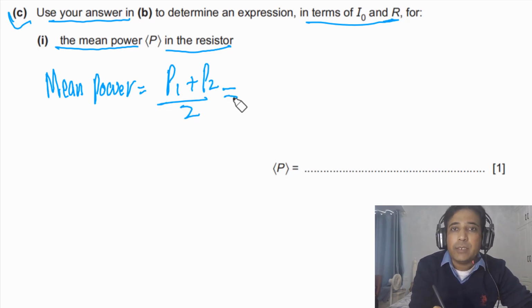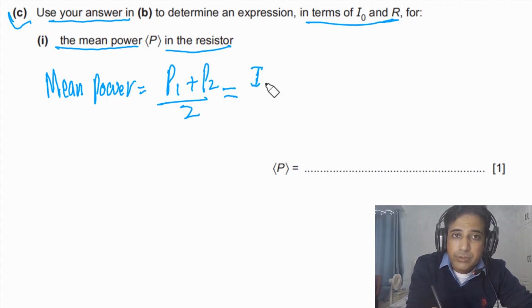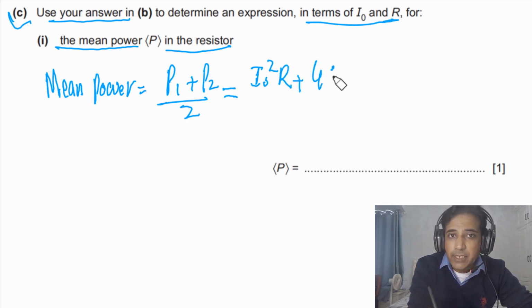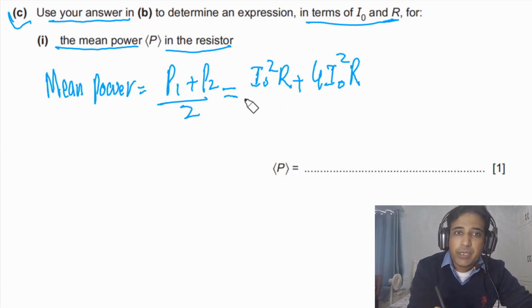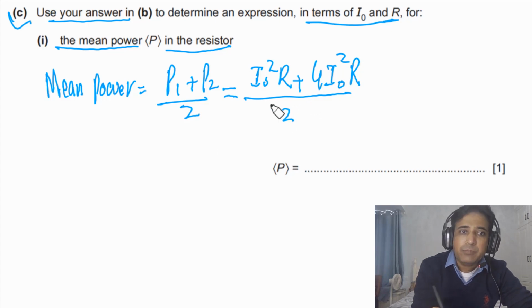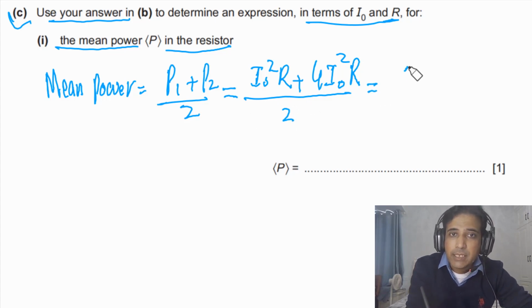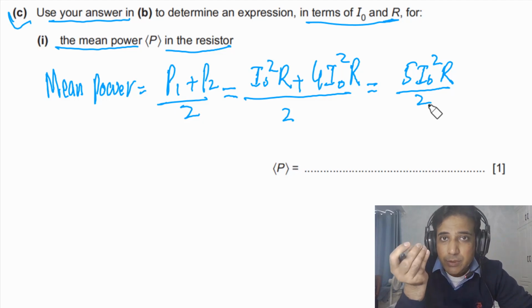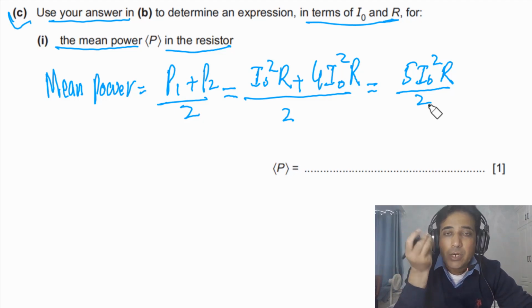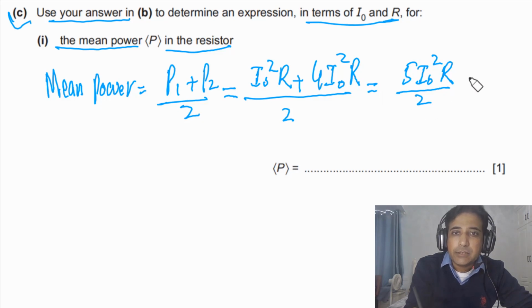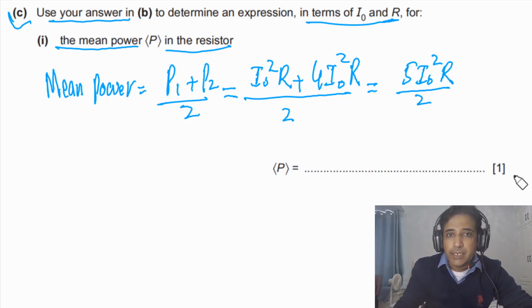The value of P1, when current was in the negative direction, we have already determined was equal to I naught squared times R. And when current is in the positive direction, we have calculated 4 times I naught squared times R. And this is divided by 2. So simply we will get, in this case, 5 times I naught squared divided by 2. So this is how you need to calculate mean power, simply how to calculate a mean. So this is our final answer. If you have got this answer, you will get 1 mark.